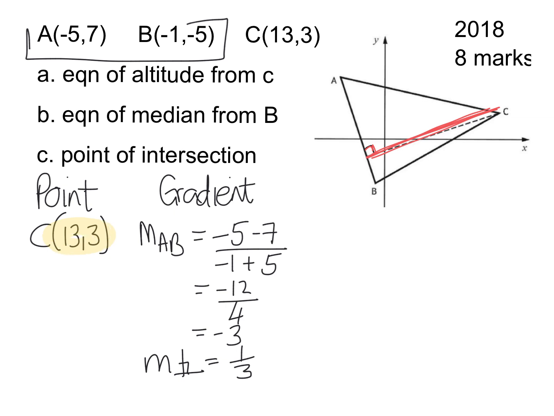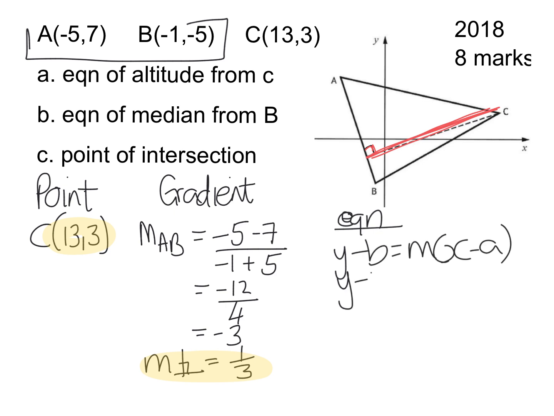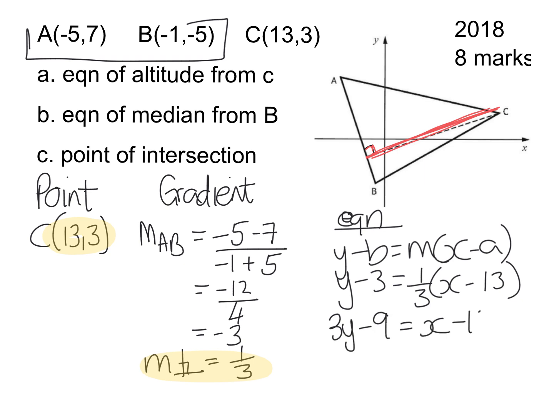So to get the equation, I'm going to be using that coordinate and that gradient that I've highlighted. So now we can find the equation. y minus b equals m bracket x minus a, as always. So y minus 3 equals 1/3 bracket x minus 13. Multiply the left-hand side by 3, so 3y minus 9 equals x minus 13. Tidy this up: 3y equals x minus, well, I'll add 9 to that, and that will give me minus 4. So there is my first equation.